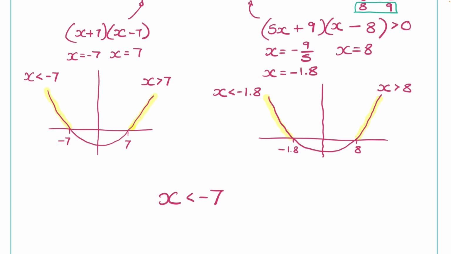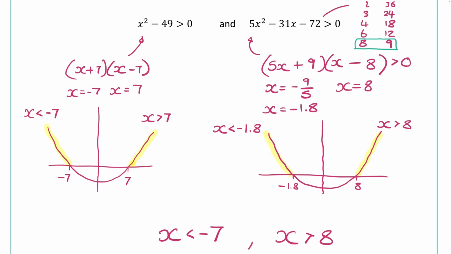However, on this right one, if we have x is greater than 8, that works for both of the inequalities. Any number bigger than 8 is also bigger than 7. So they are our two inequalities. X has to be less than negative 7, which we've got from our left one, and x has to be greater than 8, which we've taken from our right one.